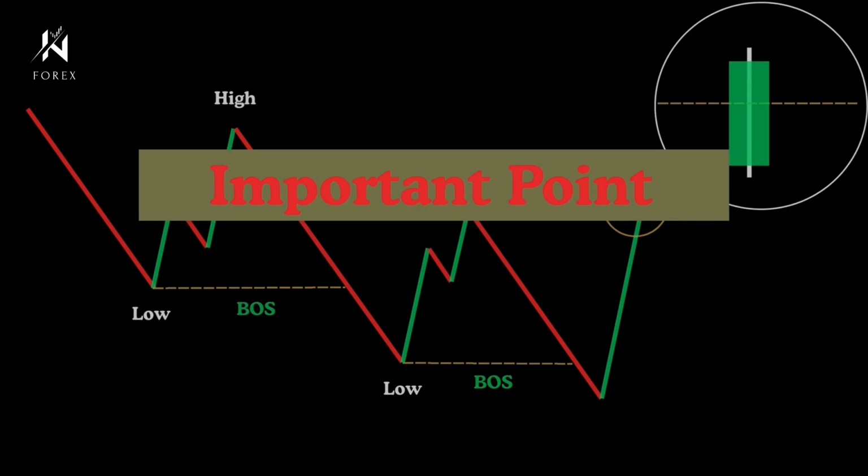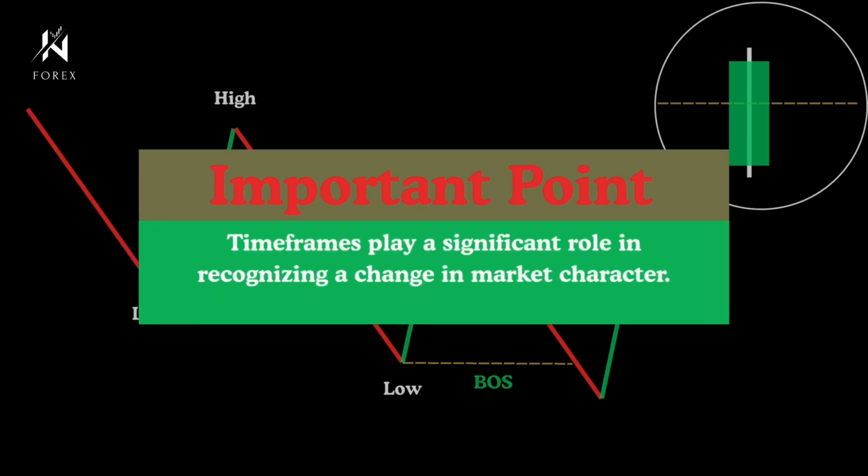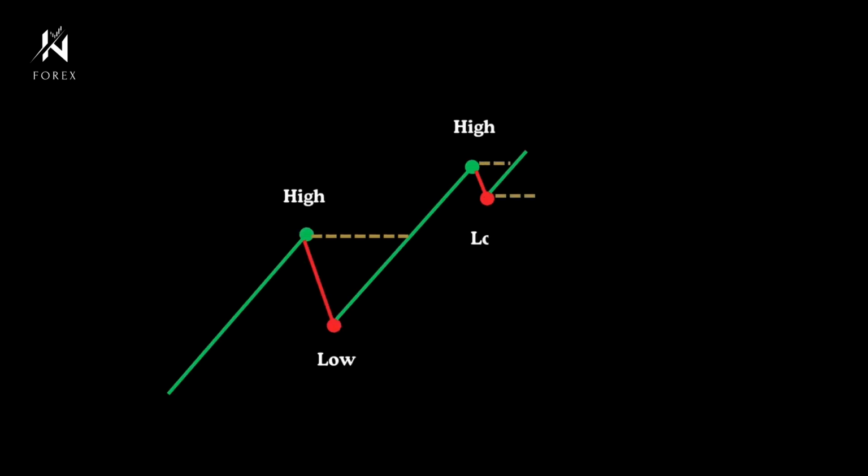But here's a key point: time frames play a significant role in recognizing a change in market character. For example, both of these zones qualify as sources since they've broken past prior market structure. However, we wouldn't treat this as a valid character shift. That's because the breakdown of such a minor move shouldn't be interpreted as a full trend reversal.